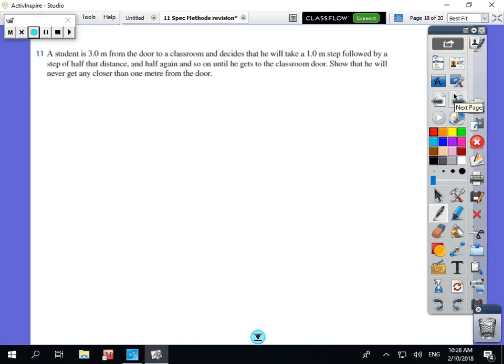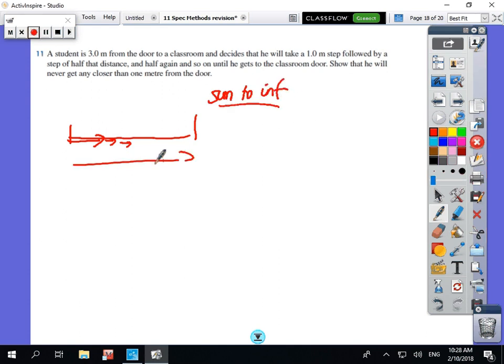Three to go. A student 3 meters from the door decides he'll take a 1 meter step followed by half. So it's 3 meters, and he's taking a 1 meter step and then a half of that and then a half of that. So it's going to be a GP, and it's going to be the sum to infinity. And we're going to see if they can get to the 3 meter mark. So have a go. When you're ready, come back.